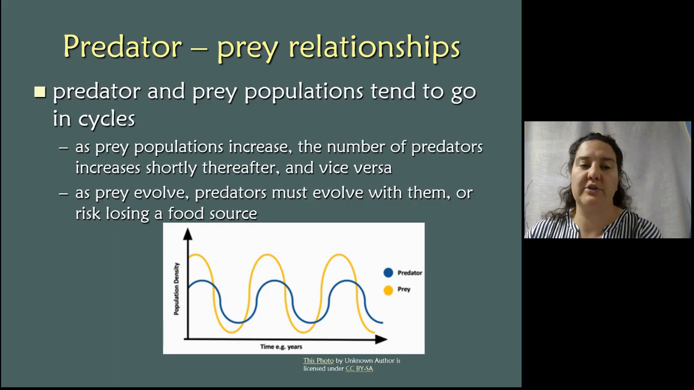Predator and prey populations typically will go in cycles. The prey population will increase, which will allow the predators to raise their young more successfully. So then shortly thereafter, the predator population will increase. Then, as the predator population increases, it will drive down the prey population, which then the predator population will follow. And so this goes on in cycles in perpetuity, as long as nothing interferes with it.